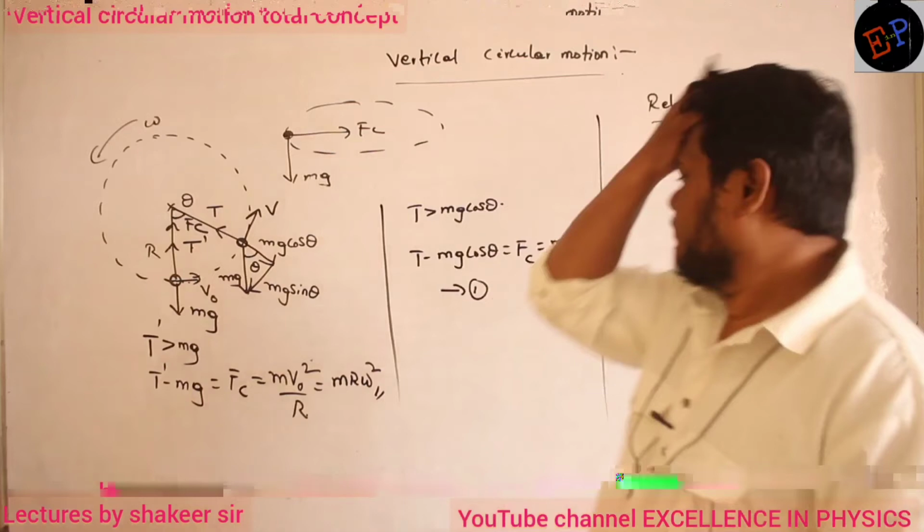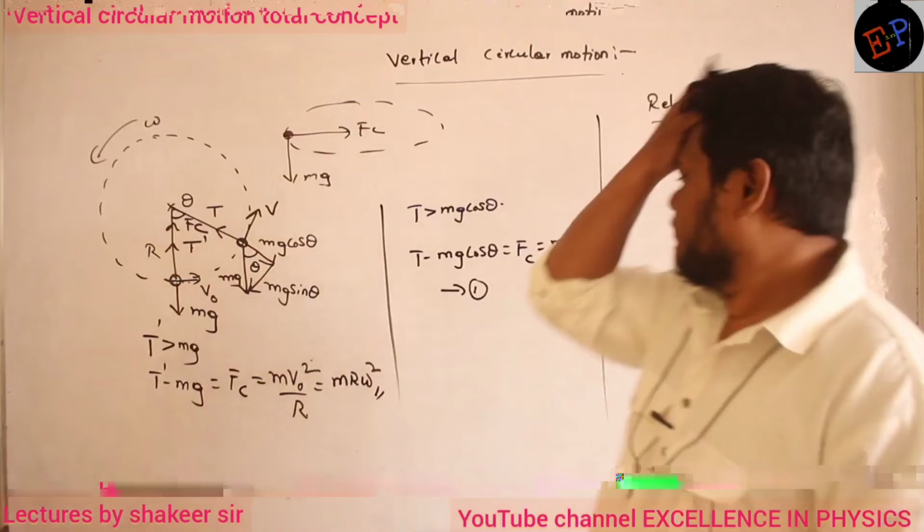Weight is mg. You split mg into two components. So if this angle is theta, this angle is also theta. What is the opposite side? mg sin theta. Adjacent side? mg cos theta. So normal reaction and mg cos theta are acting exactly in opposite directions. Then which force should be greater? N should be greater, or mg cos theta should be greater? N should be greater. Then only there will be some force acting towards the center of the circle. So definitely I can say N must be greater than mg cos theta.